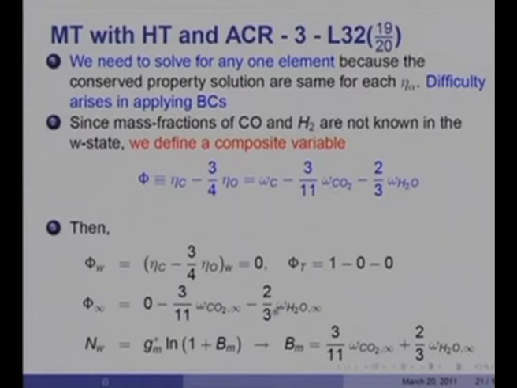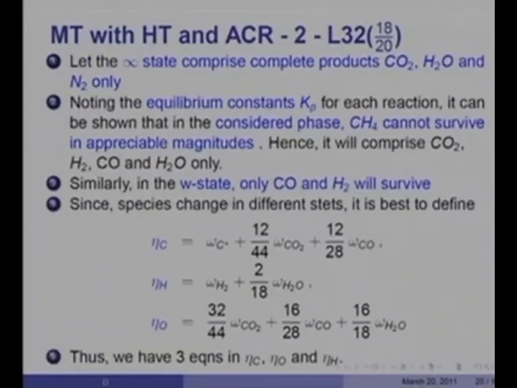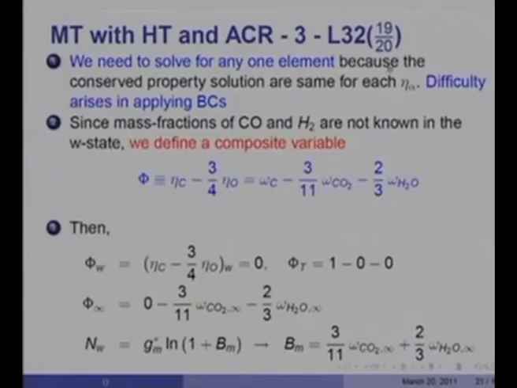So, they are retained, and as a result I will get NW equal to ln 1 plus Bm, where Bm would be 3 by 11 omega CO2 infinity plus 2 by 3 omega H2O infinity. Both these are known in the infinity state, because that is what we said, that we know only the products in the infinity state. And therefore, I can calculate the mass transfer rate of graphite burning simply by knowing omega CO2 in the infinity state and omega H2O in the infinity state.